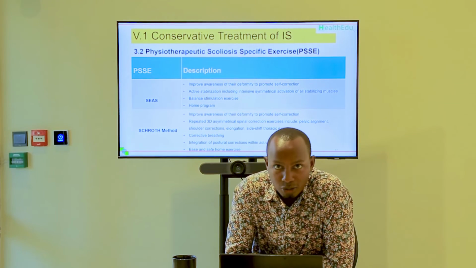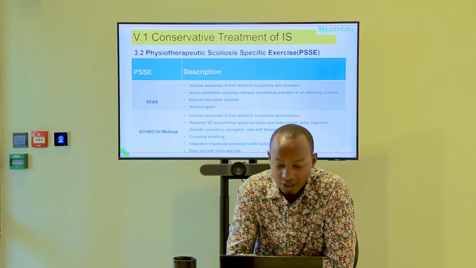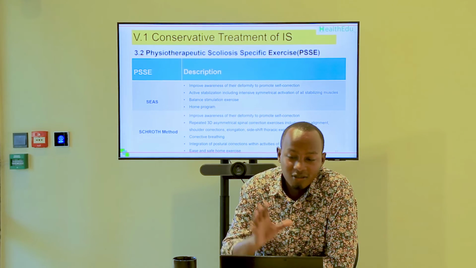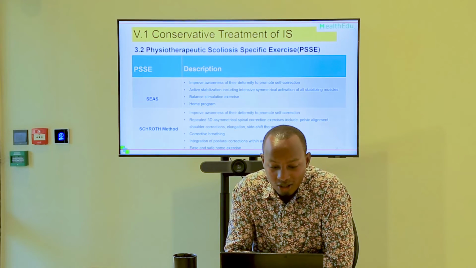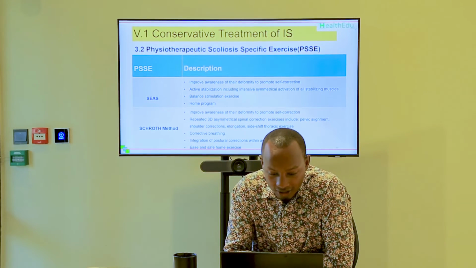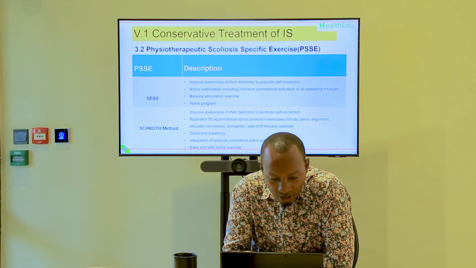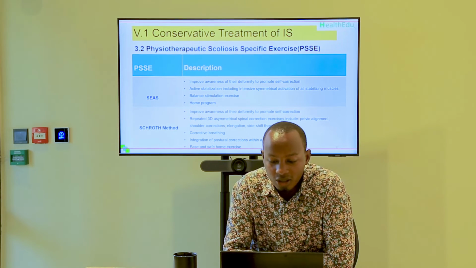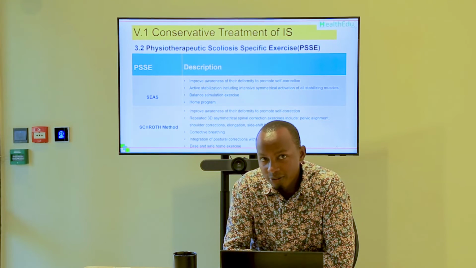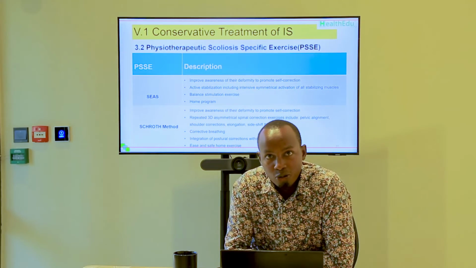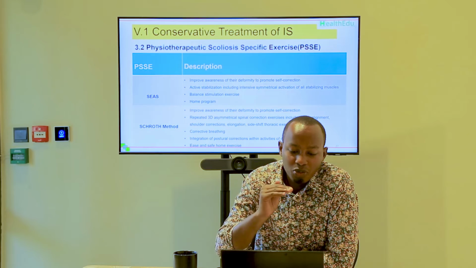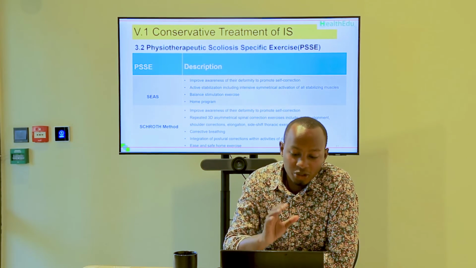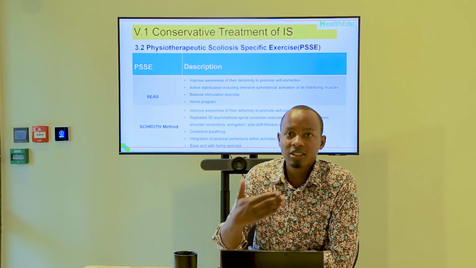Other exercises given to the patient are corrective breathing. So the patients are given specific exercises. When they are breathing, they are trying to correct the scoliosis they are having. And another is integration of postural correction within activities of daily living. When they are doing their normal work at home, they are given some postures or normal postures to use so that they can correct.